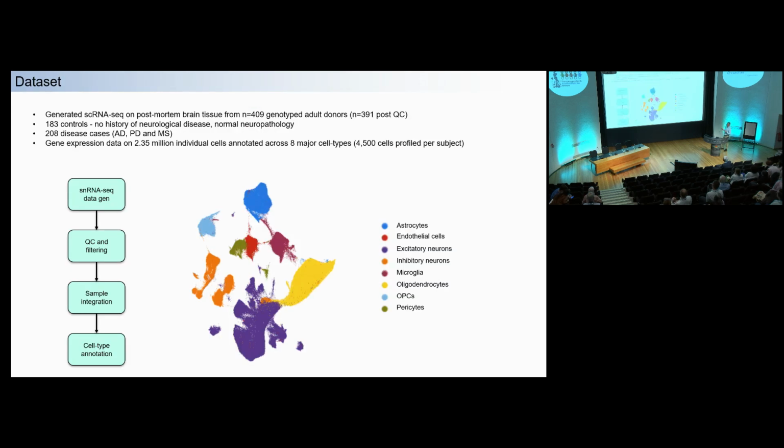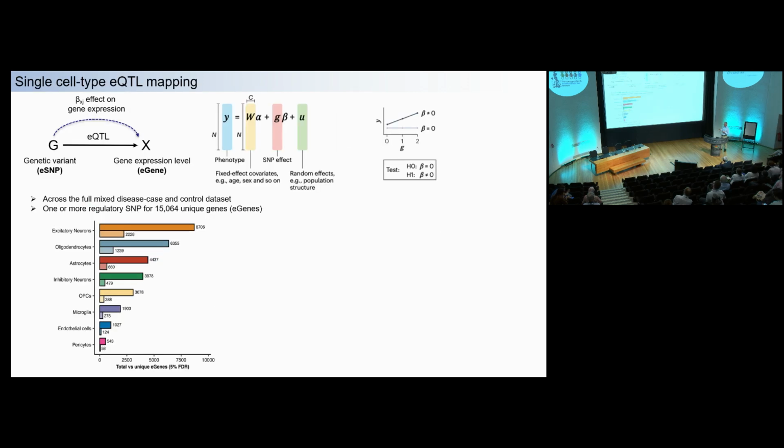As I mentioned, we had started with 409 genotyped adult donors, but we ended up with 391 post-quality control, roughly half controls and disease cases. And overall, we had gene expression on 2.35 million individual cells with about 4,500 cells per individual. And we annotated across these 8 major cell types of the human brain. So we calculated eQTLs in these individual 8 cell types using the approach I've just described.